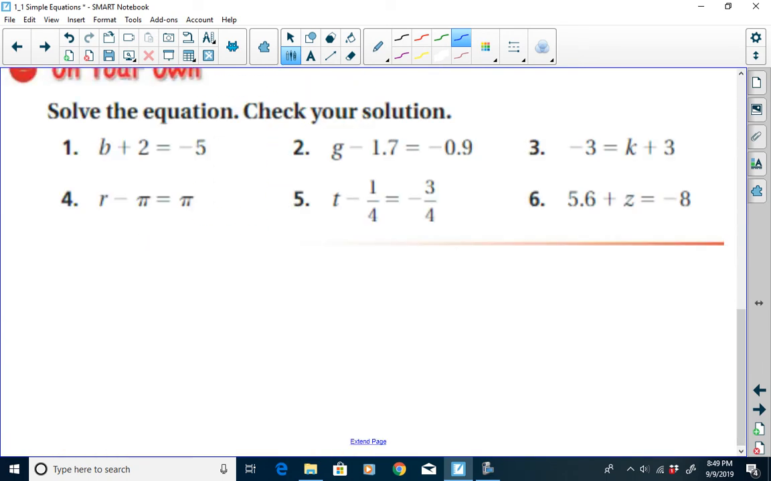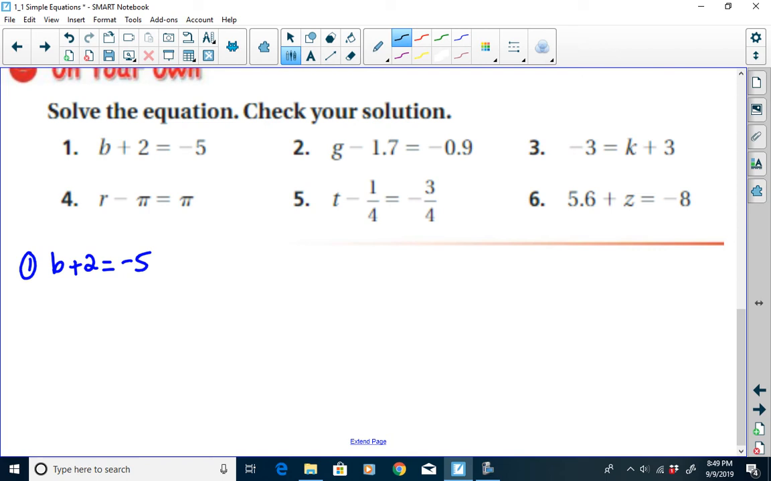Alright, let's take a look at some of these examples. We'll do each of these. We'll start with number 1. Problem number 1, we want to copy the problem. A number plus 2 is going to be equal to -5.